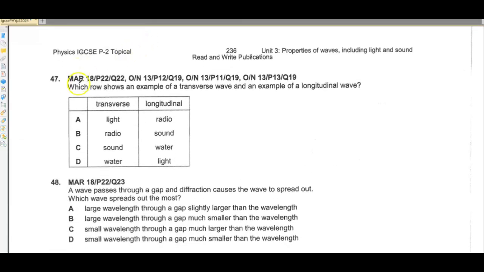Moving on to question number 47, which row shows an example of a transverse wave and an example of a longitudinal wave? Light wave is a transverse wave. Radio wave is also a transverse wave. So no, option A is not correct. Radio wave is a transverse wave. Sound wave is a longitudinal wave. Yes, so I think B is the correct option. This is a transverse wave, this is a longitudinal wave. So B is the correct option.